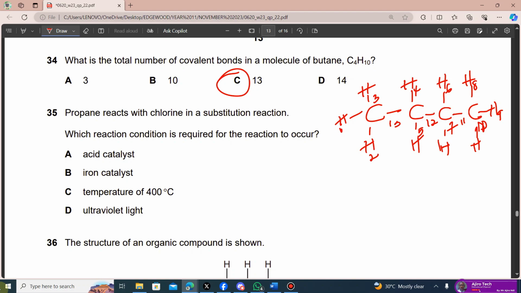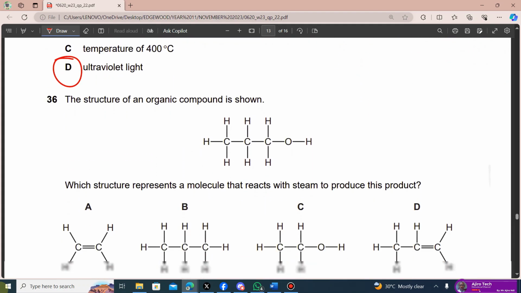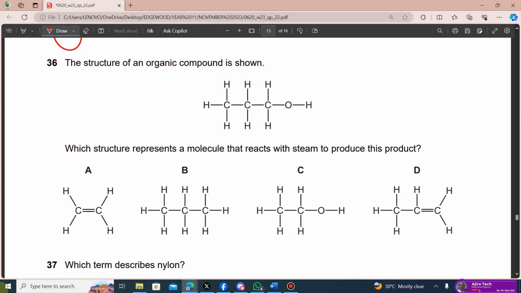Okay, so question 35 now. Propane reacts with chlorine in a substitution reaction. Of course, for a substitution reaction, you should know that ultraviolet light is what is required, so that shouldn't take time. 36, the structure of an organic compound is shown. Which structure represents a molecule that reacts with steam? A molecule that can react with steam to produce an alcohol is simply an alkene. Now, an alkene with 3 carbon atoms, so that's propene, so D.